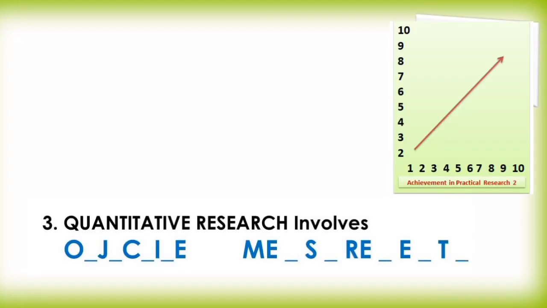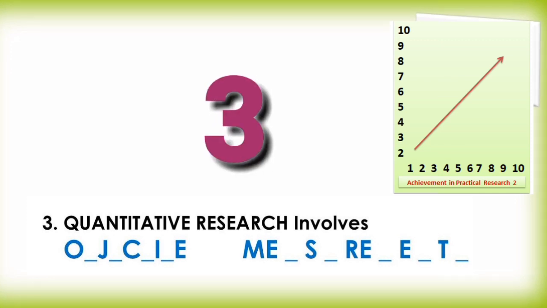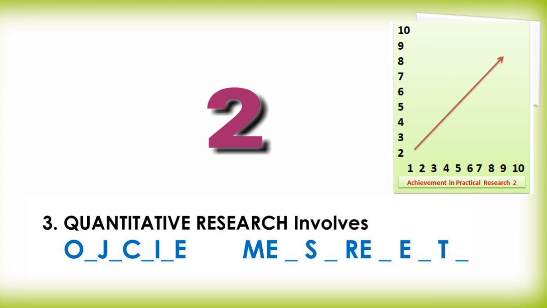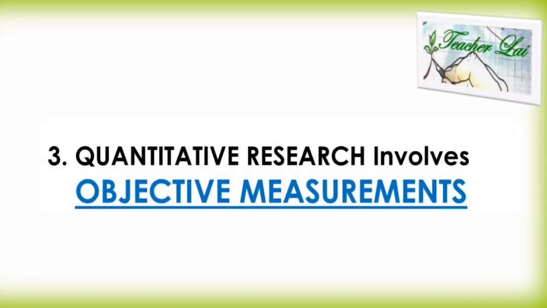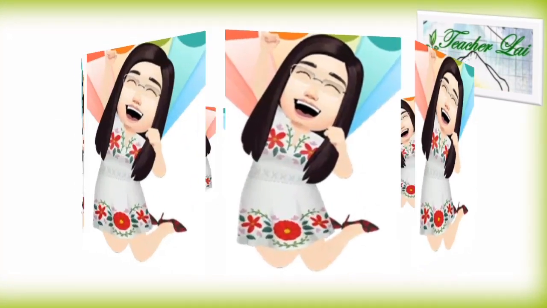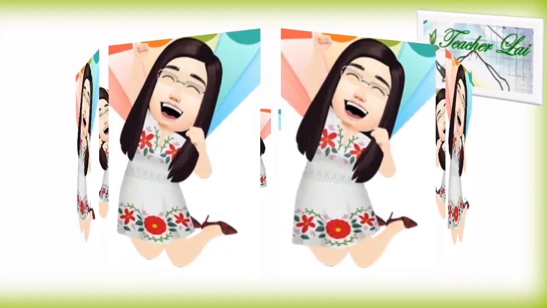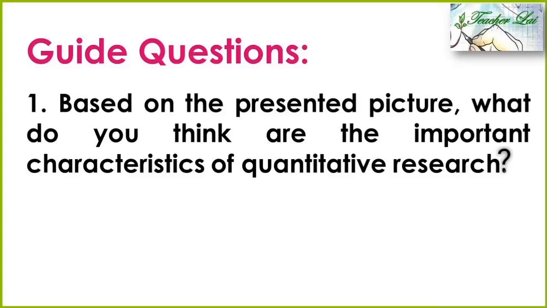And for the last number, 5, 4, 3, 2, 1. And what is your answer? You got it right! Quantitative research involves objective measurement. Thank you for your active participation. And this is my guide question for this short activity. Based on the presented picture, what do you think are the important characteristics of quantitative research?